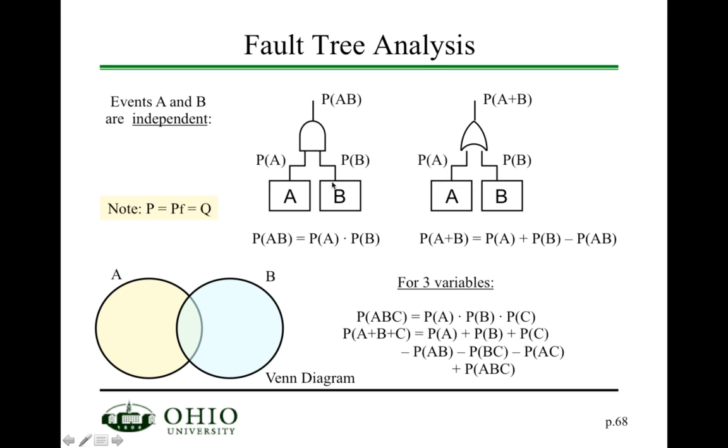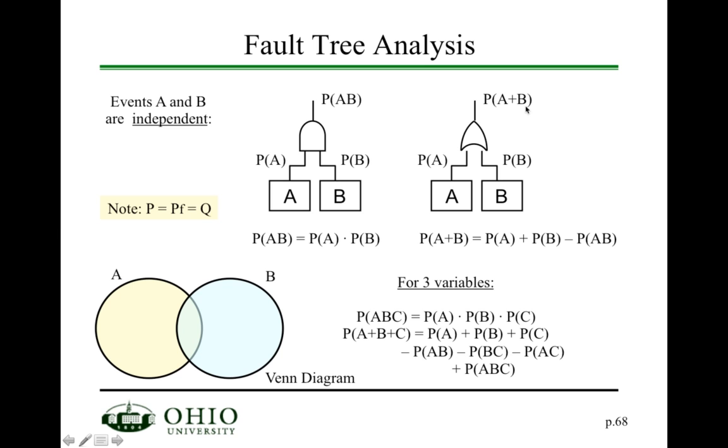Basically, if you look at the AND gate and the OR gate that we saw in the fault tree analysis, you can relate the probabilities of failure, the event probabilities for A and B, to the top level event's probability. If the probability of A is PA and of B is PB, then multiplying them together gives you the probability that A happened and B happened.